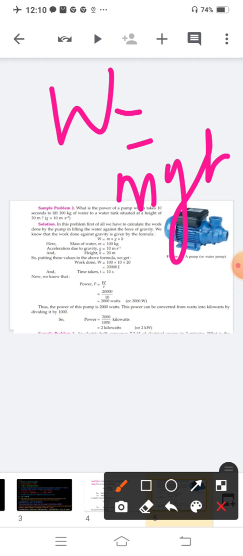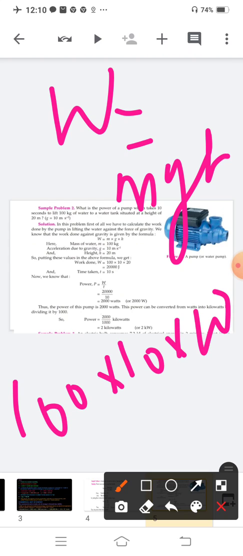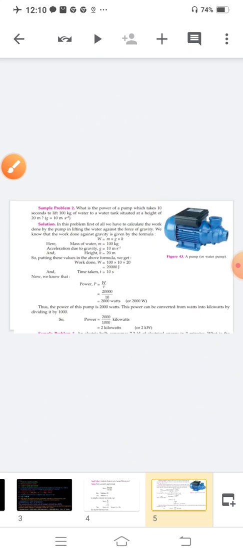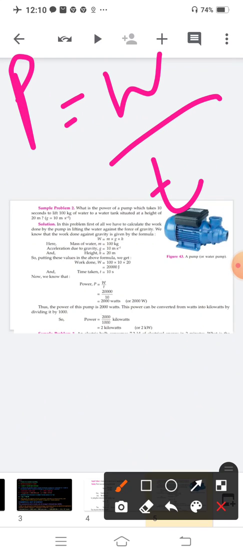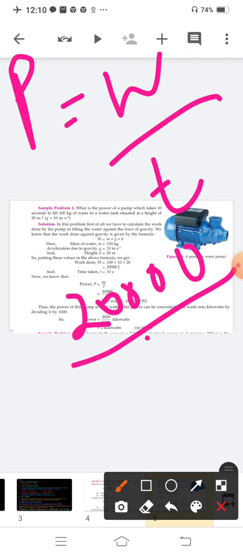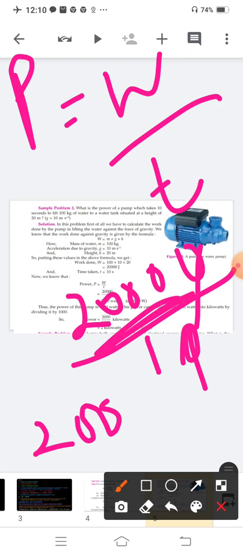We know that W is equal to mgh. Just put the value, 100 into 10 into 20. So work is 20,000 joule. Now P is equal to W upon T. So 20,000 upon T, which is 10 seconds, given to you. So the answer is 2000 watt.